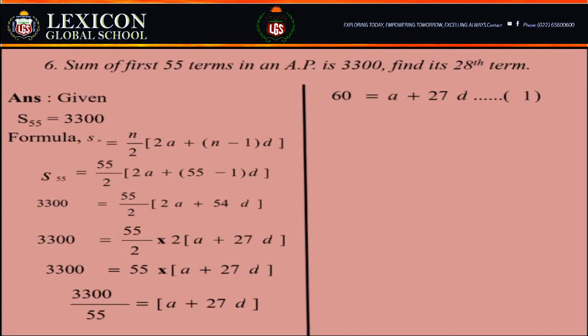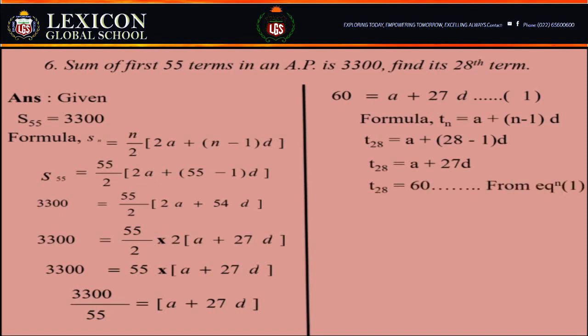Now we are going to substitute this in the formula of Tn. Over here we have T28 is equal to a plus 28 minus 1 d. T28 is equal to a plus 27d. You have got this formula in your equation number 1. So we are going to substitute a plus 27d as 60. So your final answer is T28 is equal to 60.